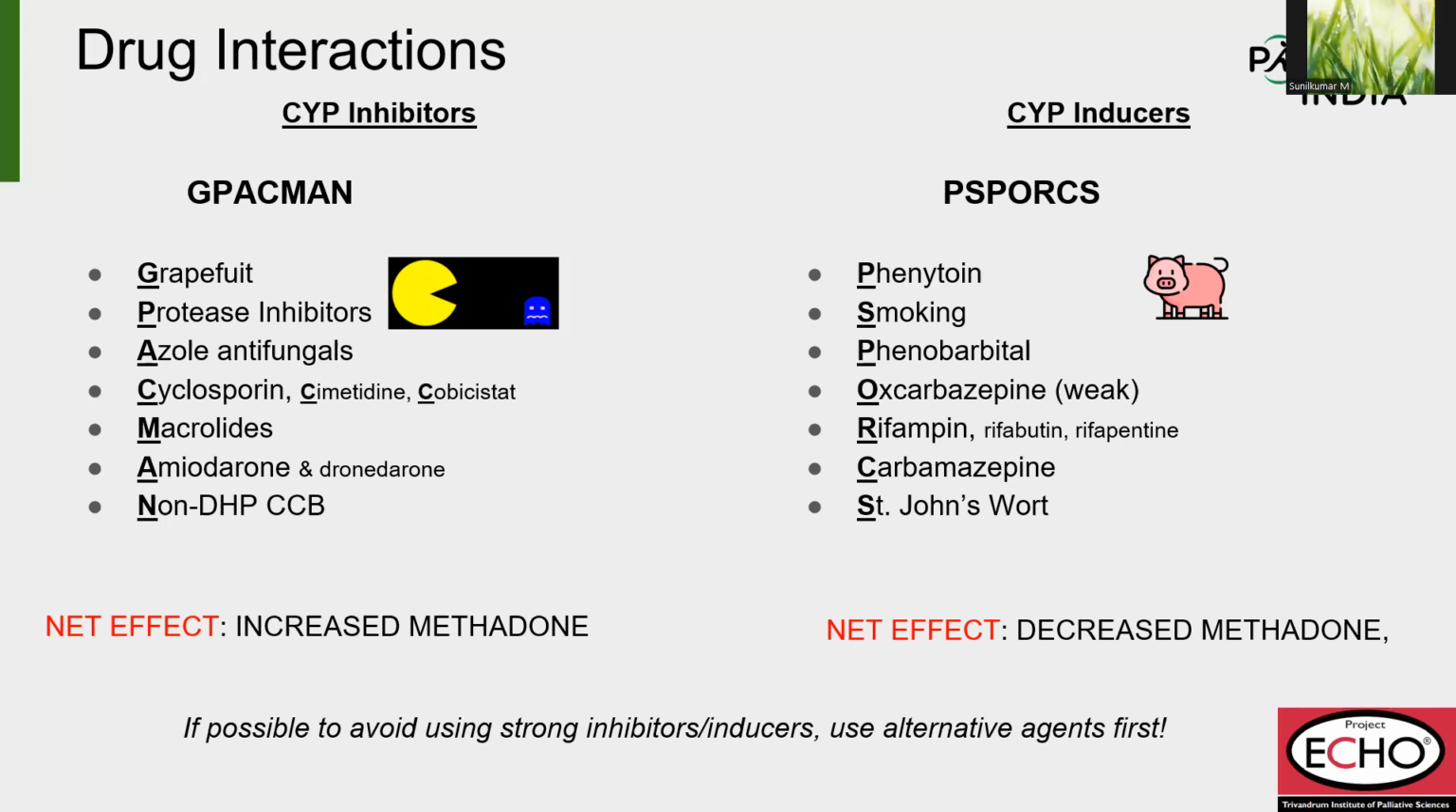But there are some medications which can also reduce the blood level of methadone. These are carbamazepine, rifampicin, oxcarbazepine, phenobarbital, phenytoin, and smoking. In these patients, if the methadone level in the blood is decreased so much, that can cause a withdrawal reaction. So you have to observe the patient for any withdrawal symptoms. Otherwise, you need not increase the dose of methadone, but observe the patient for any withdrawal symptoms.